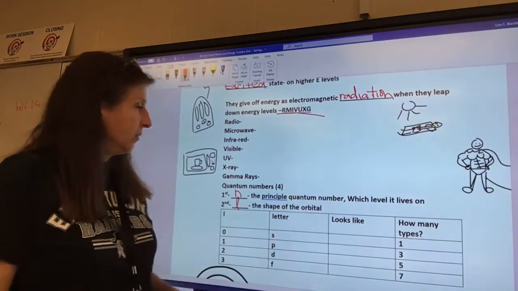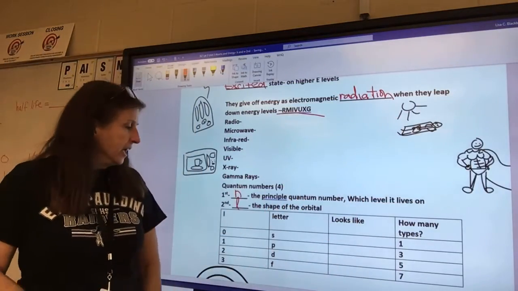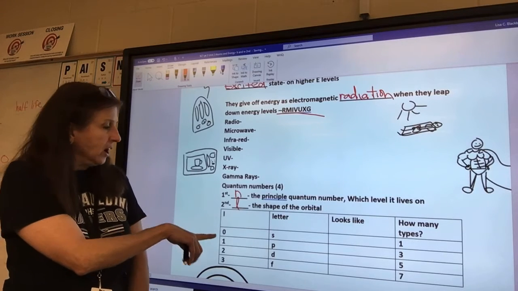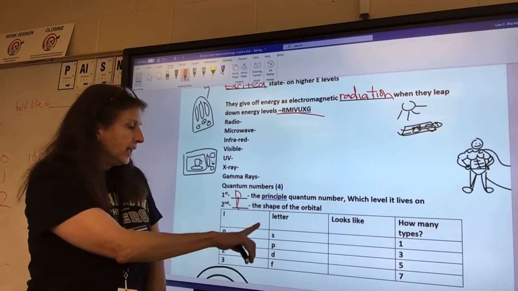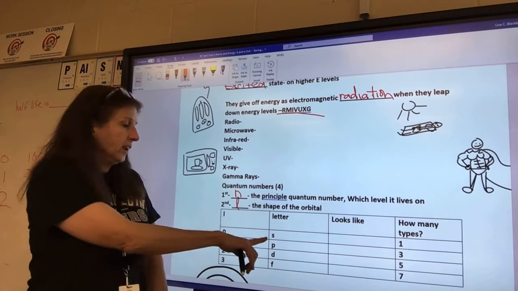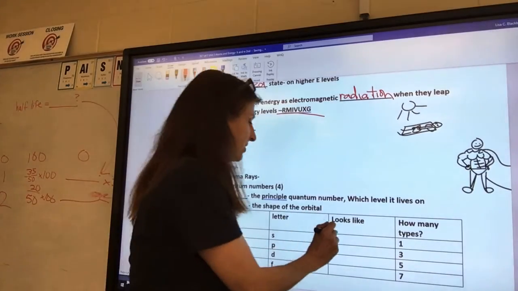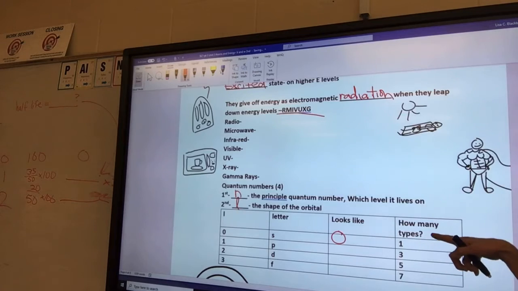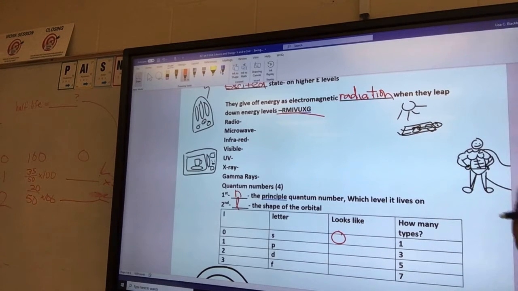Now, these shapes, and these are our L's. I didn't do cursive, I just did a regular L. The first one can be signified by the number 0 or the letter S, and it looks like a sphere, and there's only one type of room. One sphere-shaped room, and they like it best. That's the primo room, the one they all want.